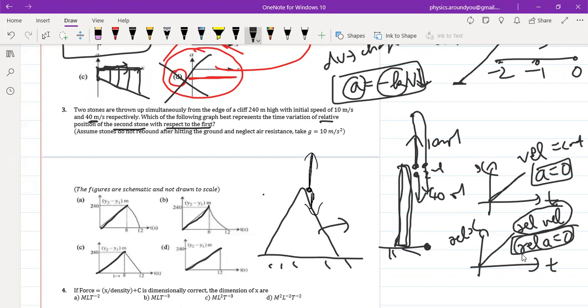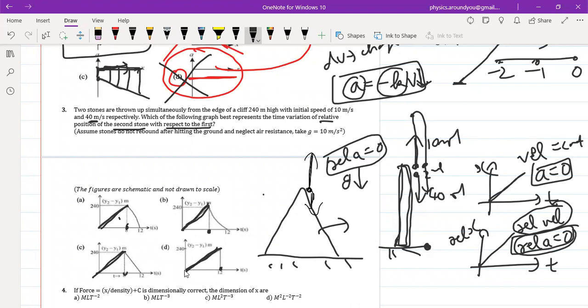What is the relative acceleration of the two stones? Both stones, while they are in air, at 8 seconds while they are in air, both have acceleration of g downwards. Therefore, relative acceleration of the stones is zero till one of them reaches the ground. So that is why these graphs are straight lines. Reason: slope of the xt graph gives you velocity. Here, relative velocity is a constant because relative acceleration is zero.